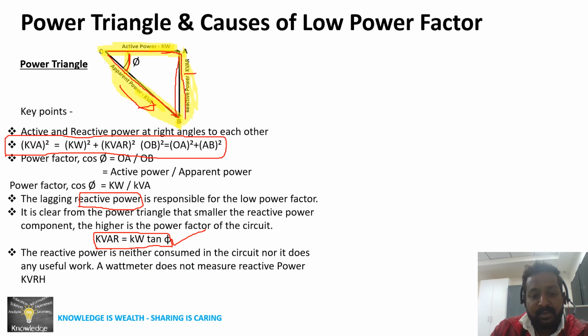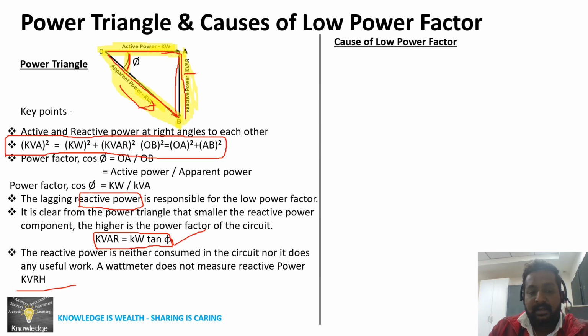The reactive power is neither consumed in the circuit nor does it do any useful work, and in the wattmeter also it is not going to record kVARH. It is present, it circulates here and there, but it is not useful for any work. And even our trivector meter or wattmeter is not recording kVARH.